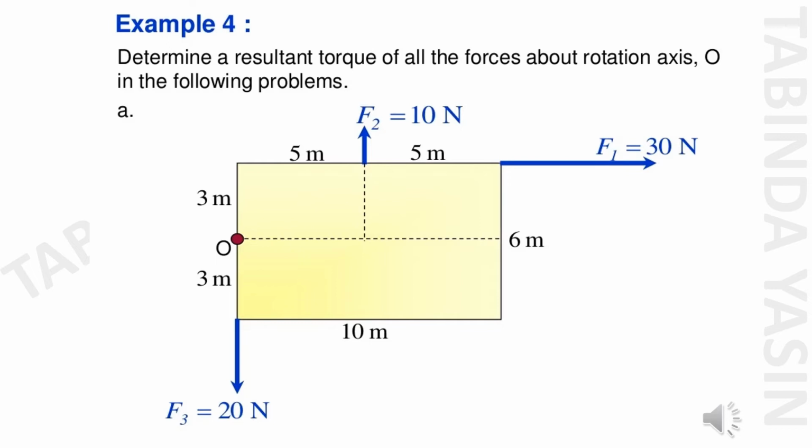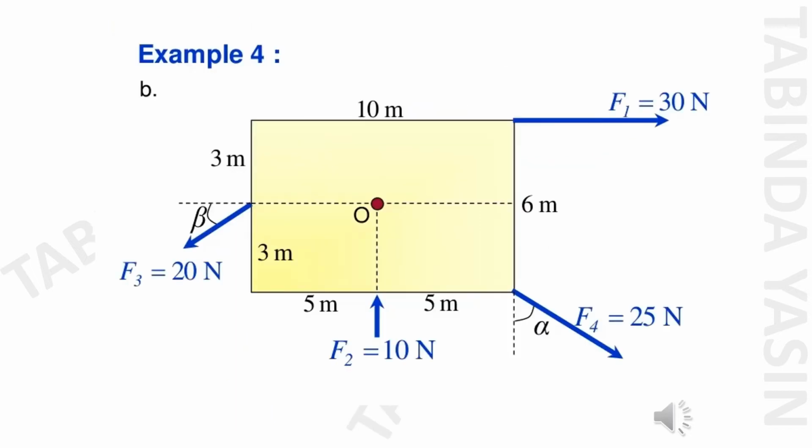So you can say the width of the block is 10 meter and the height of the block is 6 meter, and the point O is at the center. From the center we make a dotted line in the horizontal and vertical, and we have three forces F1, F2 and F3 being applied on that block.